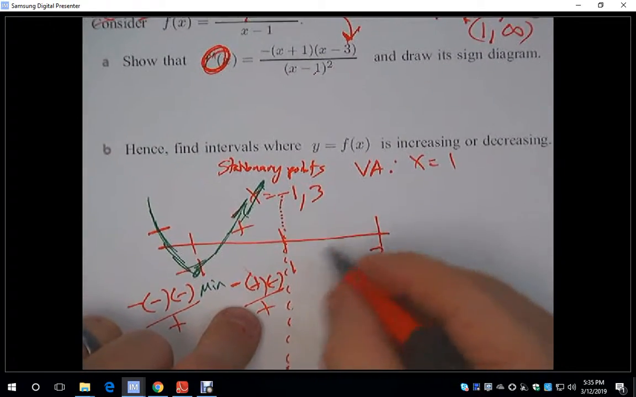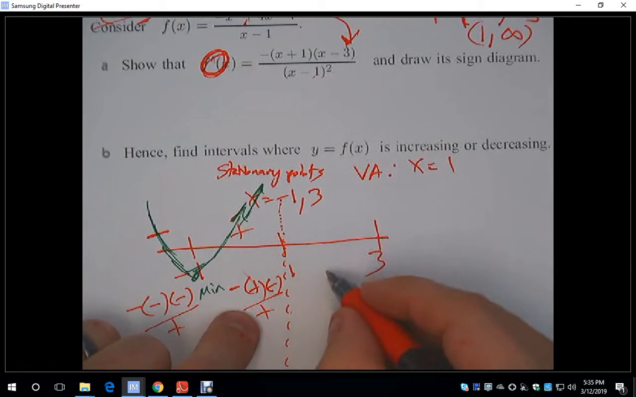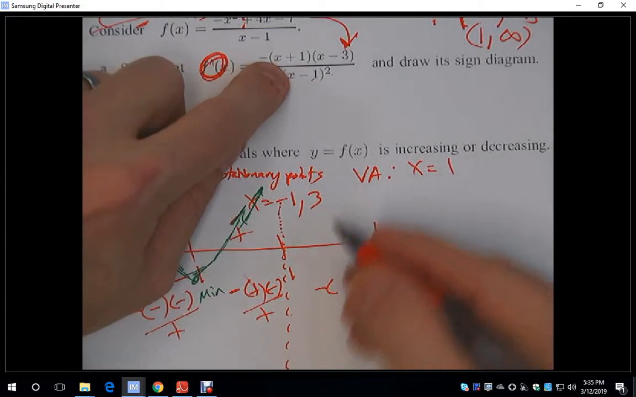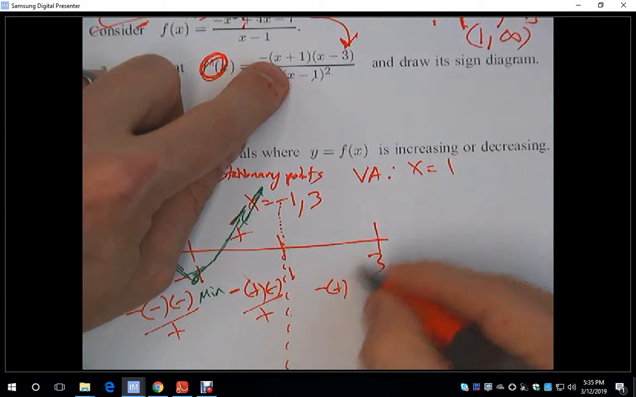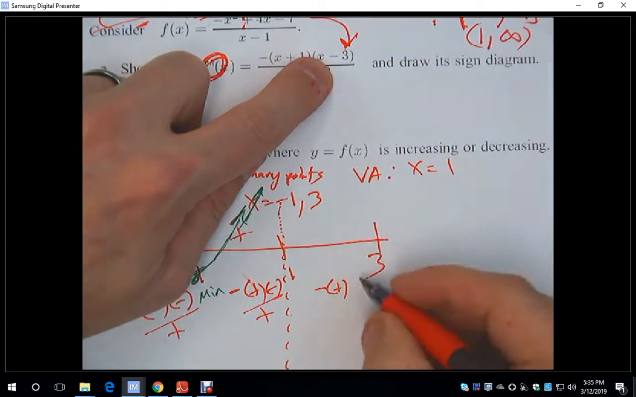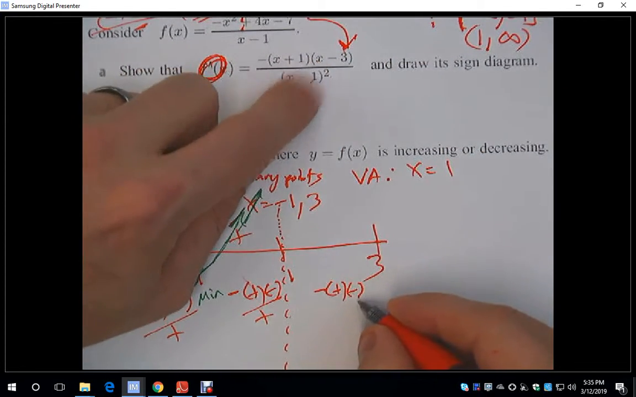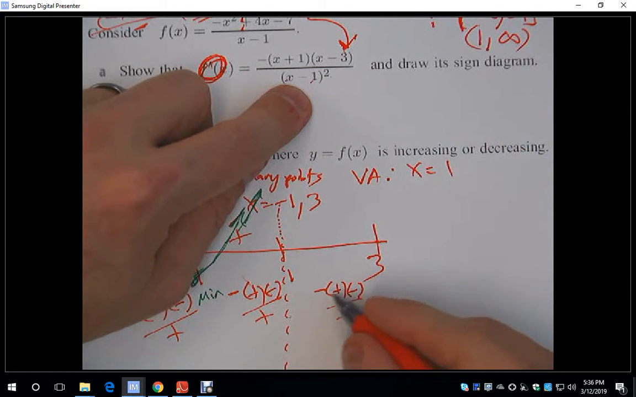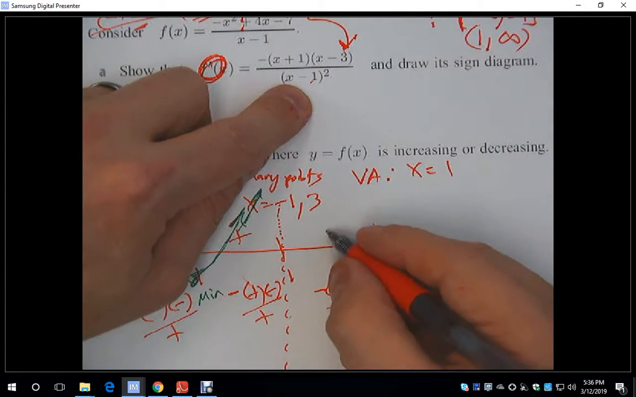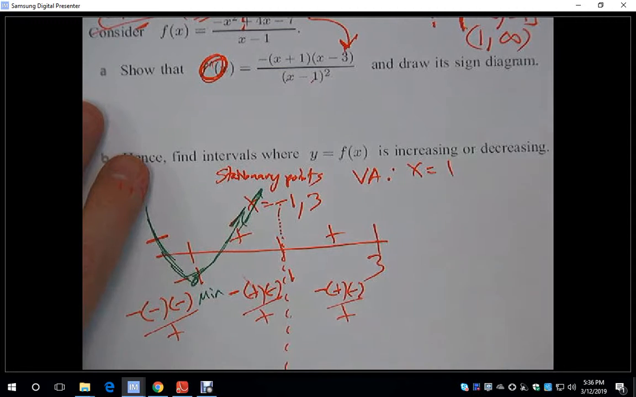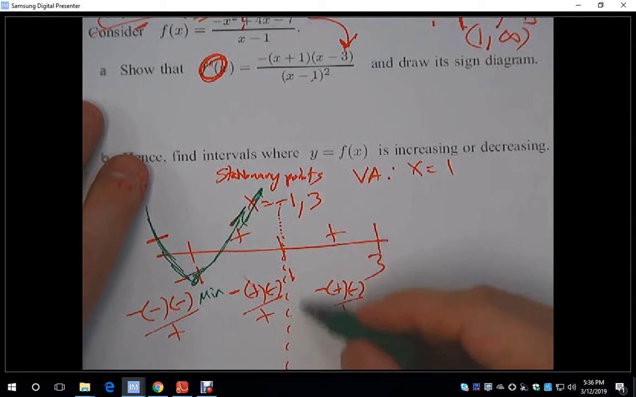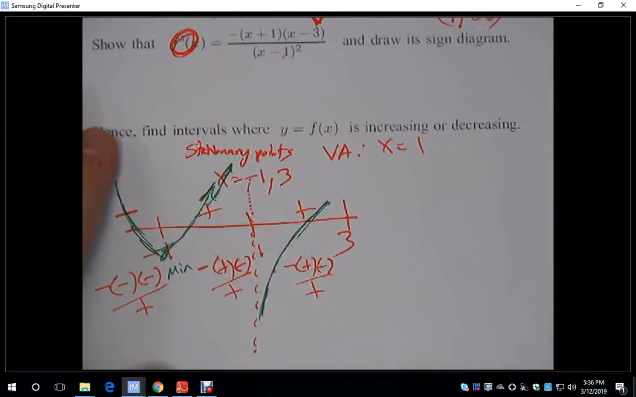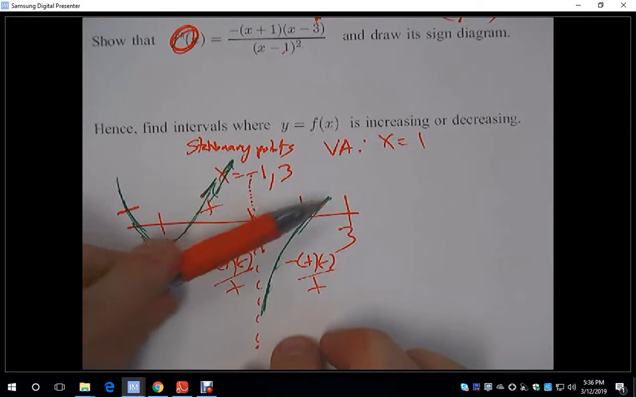Let's find some value. I want to know what the slope is at, say, 2. So I have this negative, and if I plug in 2, 2 plus 1, that's positive. 2 minus 3 gives me a negative. Over a positive, 2 minus 1 is 1, squared is positive. And we have a negative times a positive times a negative, that's a positive. Positive divided by a positive is a positive. So our graph is going to converge this way because it has to be positive. We read a graph from left to right, that's positive, the graph goes up.